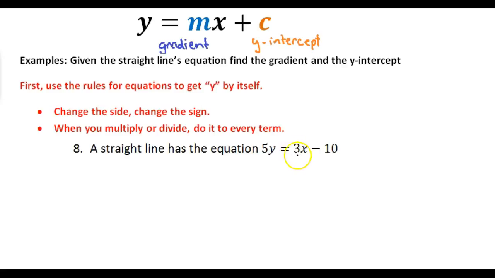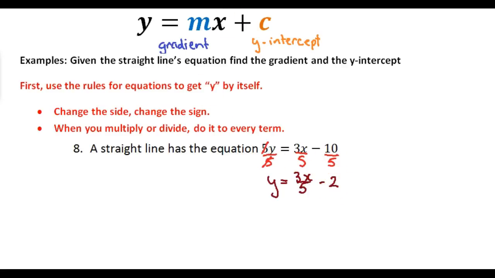Now the gradient is not 3. The y-intercept is not negative 10 because the y is not by itself. It's being multiplied by the 5. So divide this by 5, divide that by 5, and the 10 by 5. Now these 5's cancel out, which is what we wanted. That leaves y by itself. And we can see 3x over 5, we just leave it like that, that's that fraction. And 5 goes into 10 twice, so a positive divided by a negative is a negative.